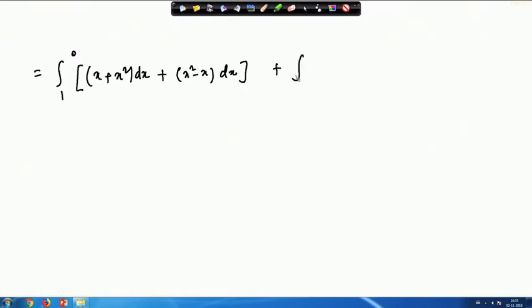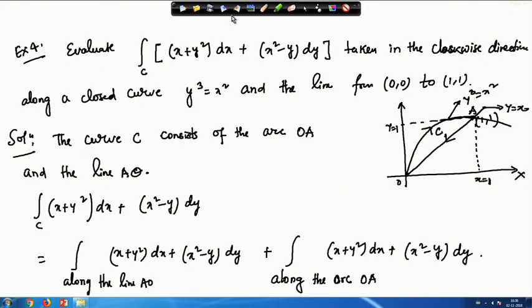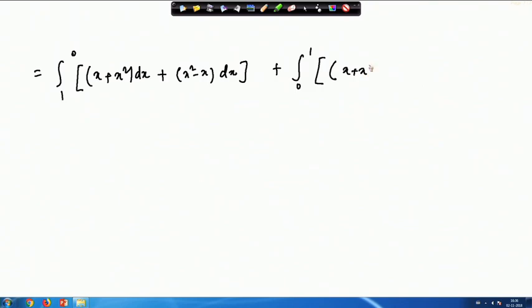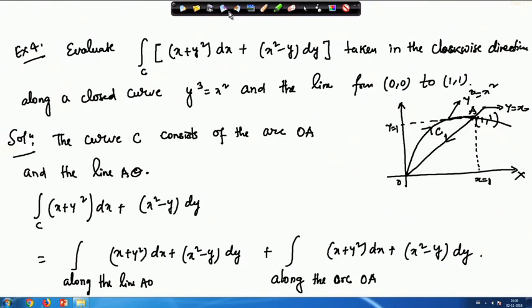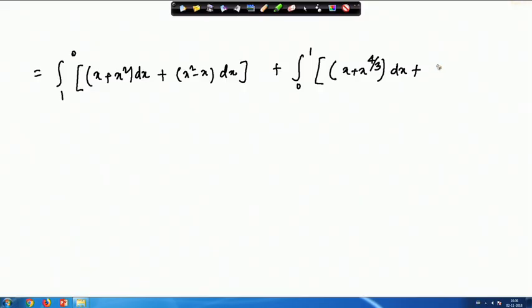x is varying from 0 to 1, so again the integral from 0 to 1 of (x plus y) square. When I do y square, it will be x to the power 4 by 3. So I can write x plus x to the power 4 by 3 dx, plus x square minus y, which will be x square minus x to the power 2 by 3, then dx.